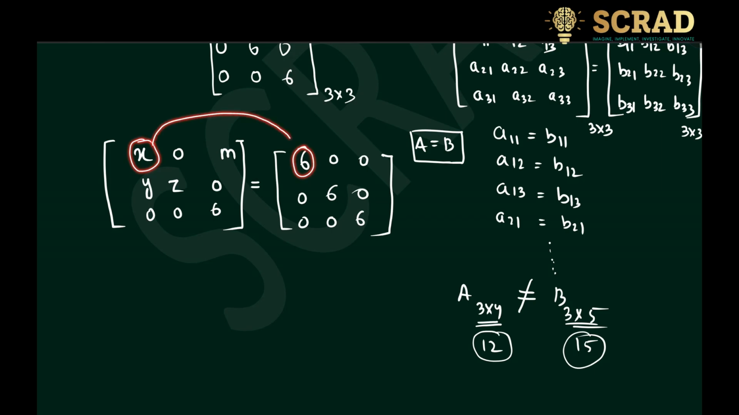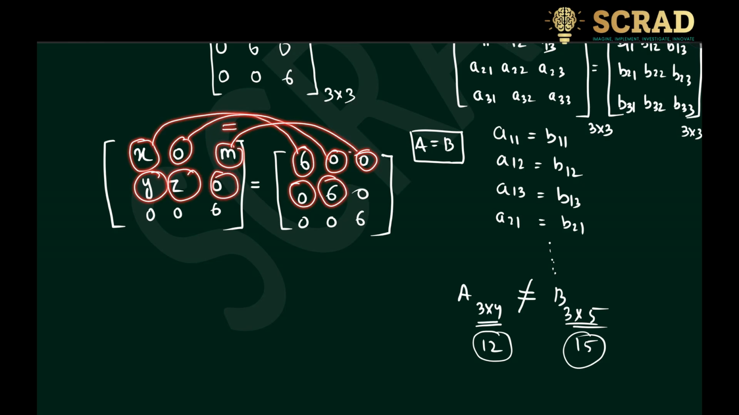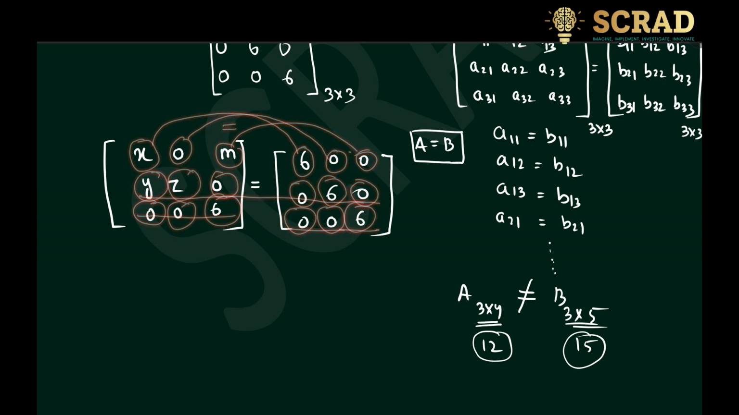So when we say this matrix is equal to this matrix, then every element at its respective position must be equal. So we can say x must be equal to 6, 0 must be equal to 0. Here we don't have any problem, and here m must be equal to 0, right? And y must be equal to 0, and z must be equal to 6, 0 must be equal to 0, this 0 must be equal to 0, and 6 must be equal to 6. So in this way, every element is as we needed. Here we have to find the values of y, z, x and m.